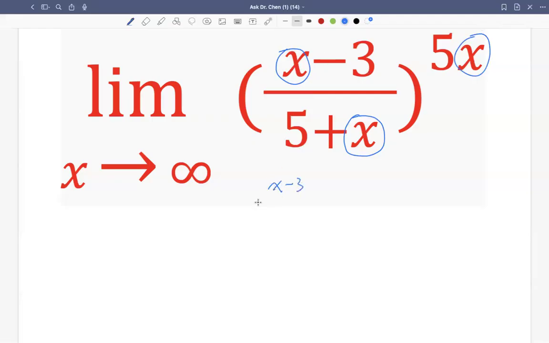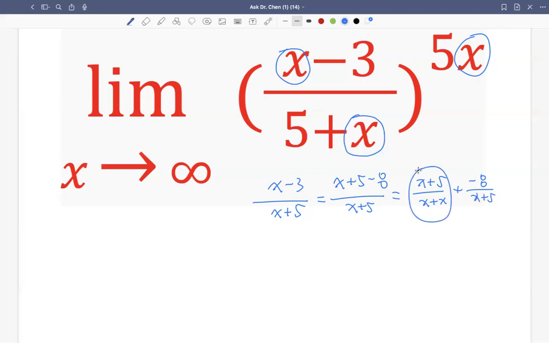So x minus 3 divided by 5 plus x can be written with denominator x plus 5. The numerator we can write as x plus 5 minus 8, because 5 minus 8 is still negative 3, and then divided by x plus 5. By doing so, we can split it as x plus 5 divided by x plus 5, plus negative 8 divided by x plus 5. Well, the first part just becomes 1. So inside the parentheses, we can write 1 plus negative 8 divided by x plus 5.